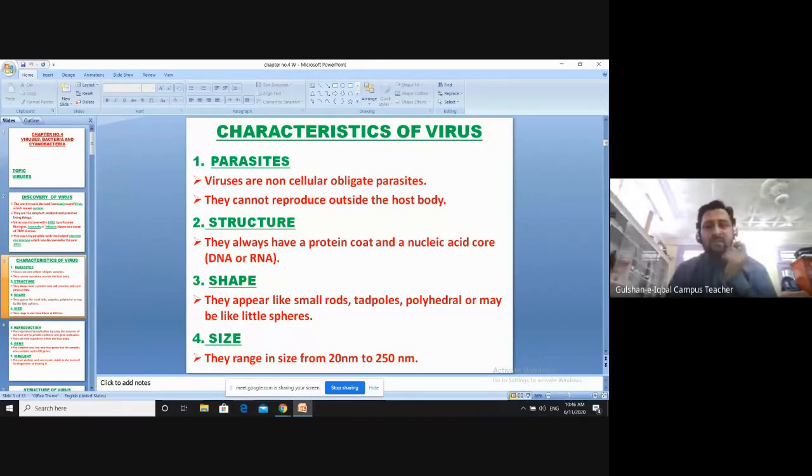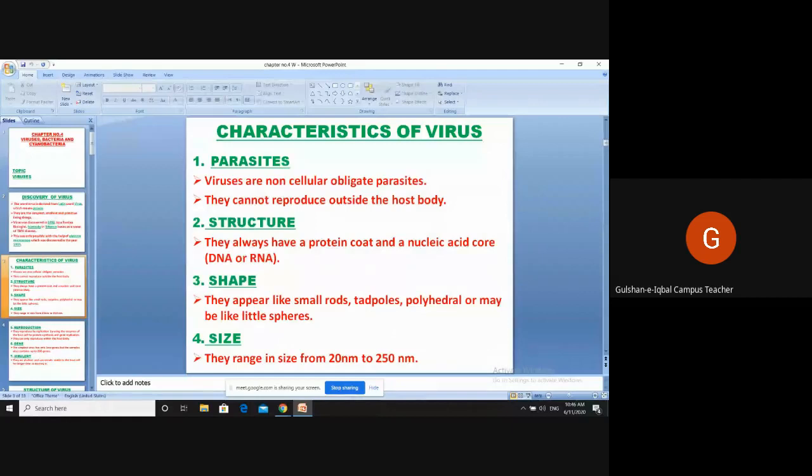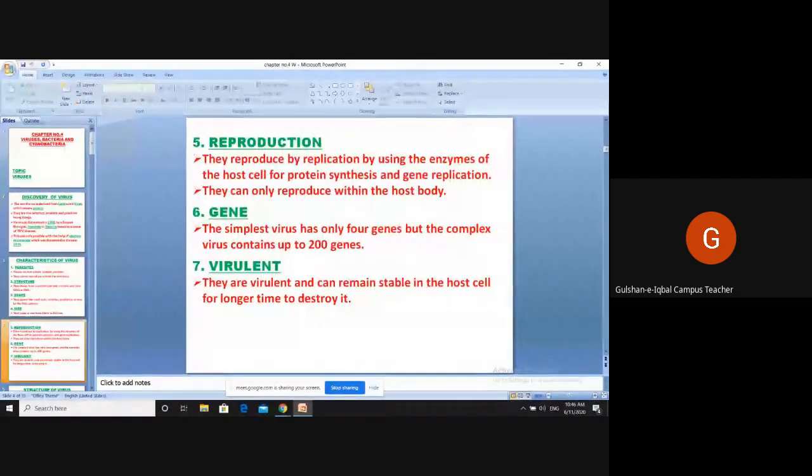Then what is the size of the virus? They range in size. Okay. Normally the smallest virus is of 20 nanometer. Nanometer is a negligible particle. Minus 9 is the power of nanometer. So the smallest virus is of 20 nanometer, and they can range up to 250 nanometer, into 220 to 250 nanometer. That is the size of the virus.